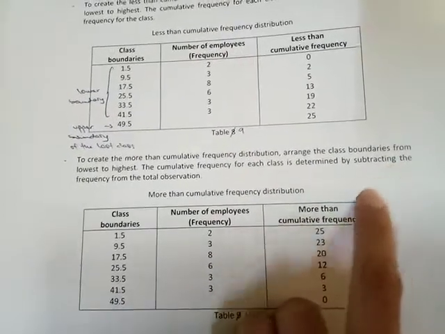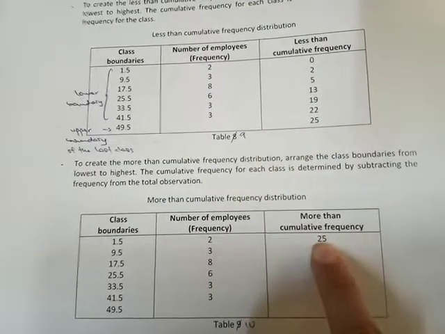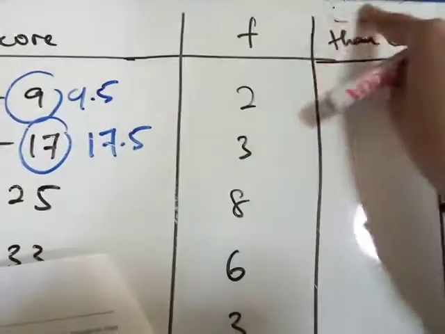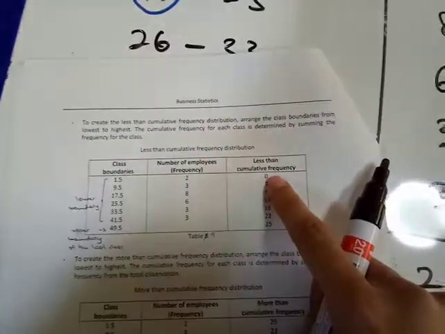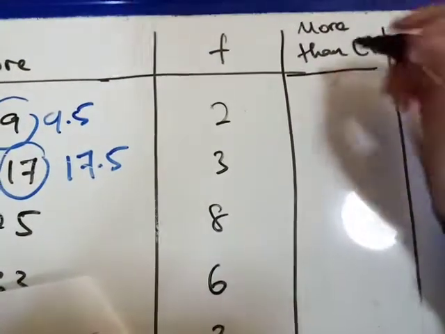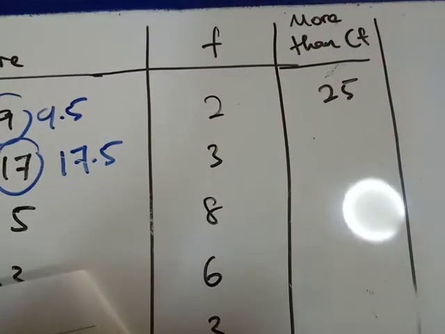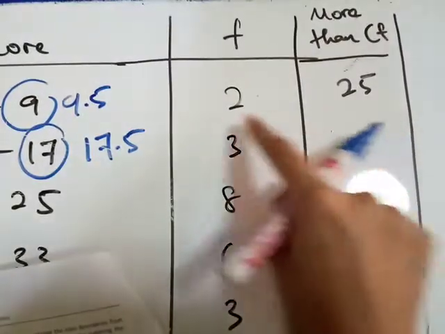Now, how do we subtract? You have to start with 25. What is 25? 25 is the total number of observations. So you have to subtract. For less than, we started with 0, right? For more than cumulative frequency, we have to start with the total number of observations, which is 25. And then you have to subtract the frequency distribution.